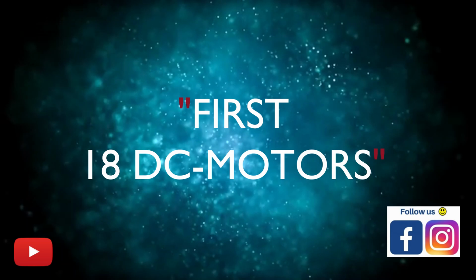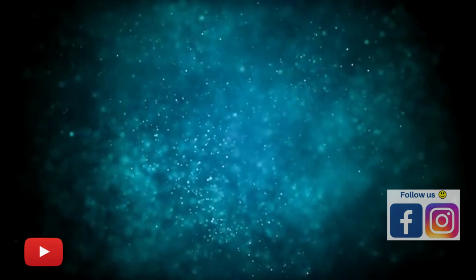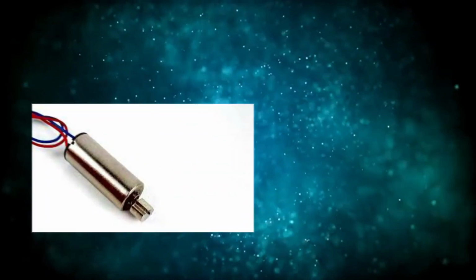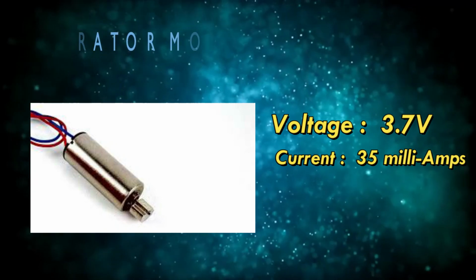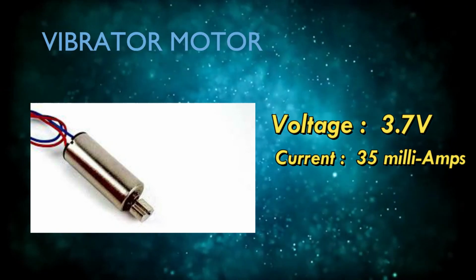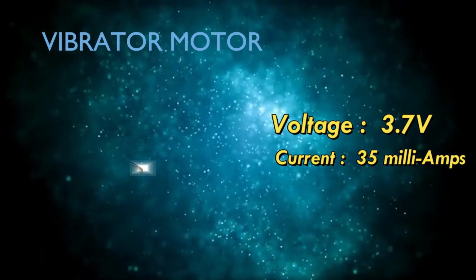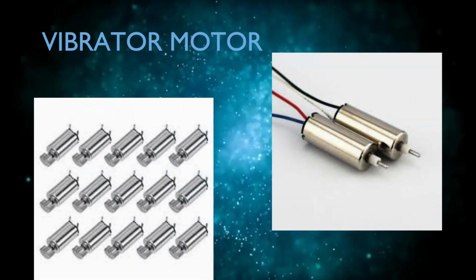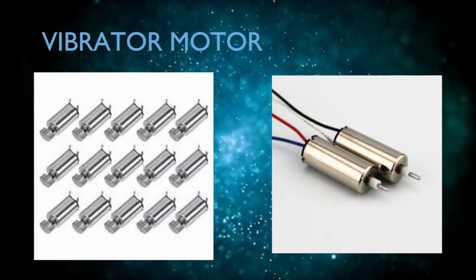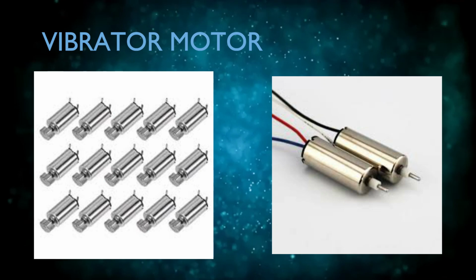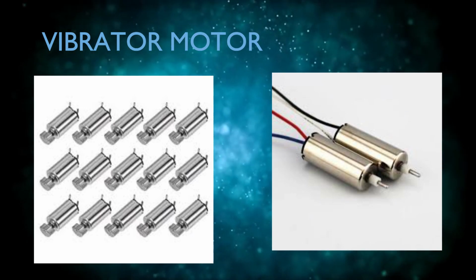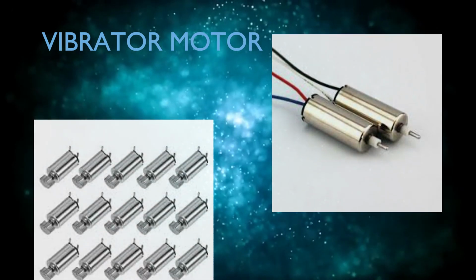Now coming to the types of DC motors. Today I am going to discuss the first 18 DC motors. Coming to the first motor, it's called a vibrator motor. It consumes 3.7 volts and 35 milliamps of current, and it is also called a no-load motor, which is used for vibration purposes.